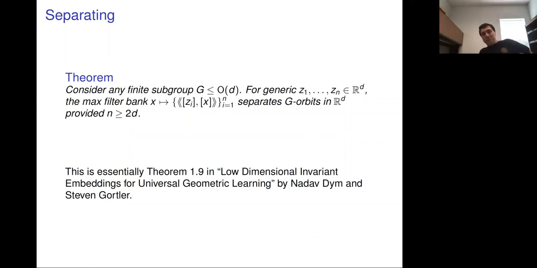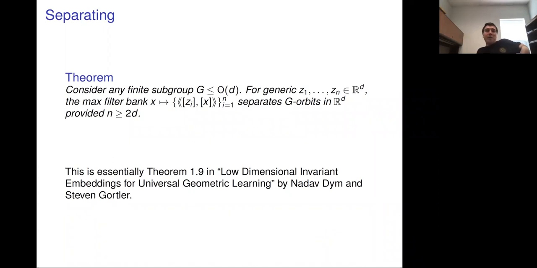So the story here, we were almost done with this paper, and we did not have this result. And then this other paper that I'm pointing out here, Low Dimensional Invariant Embeddings for Universal Geometric Learning by Dym and Gortler, popped up on the archive while we were in the process of writing our paper. We realized they have a pretty ridiculous set of hypotheses here, but we happen to have this exact thing that plugs right into their theorem. So we got this separating result here, which basically follows from them.